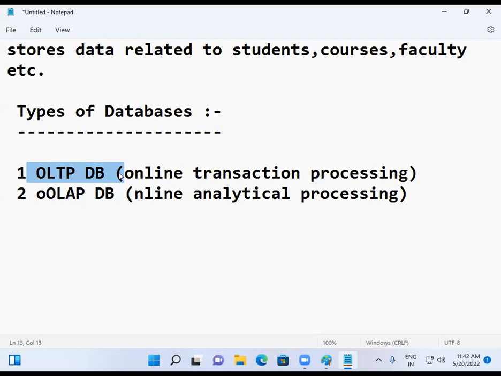When you do money withdrawal, then immediately where are the details recorded? Every transaction is recorded or not? Yes, but where are the transactions recorded? In one database, what is the database? OLTP. So every transaction is recorded in one database, that is OLTP.